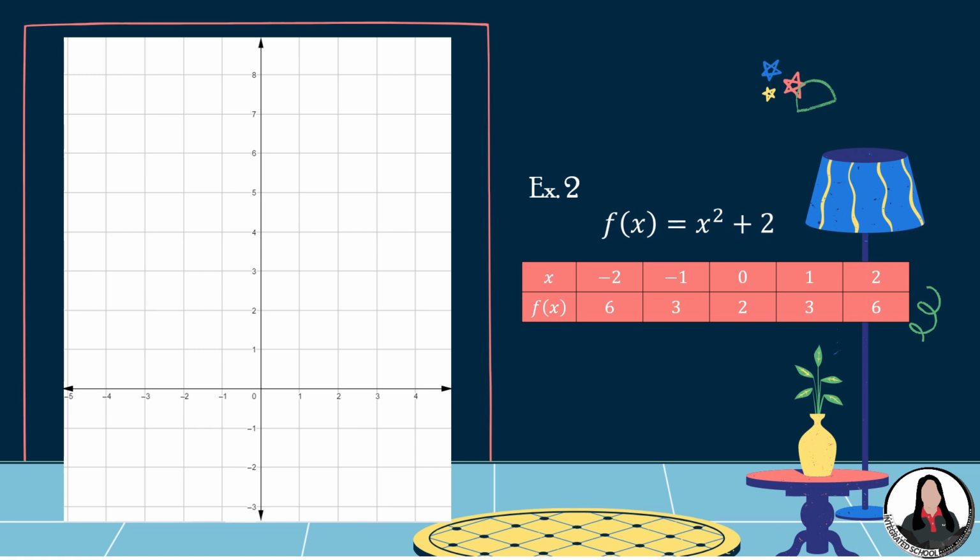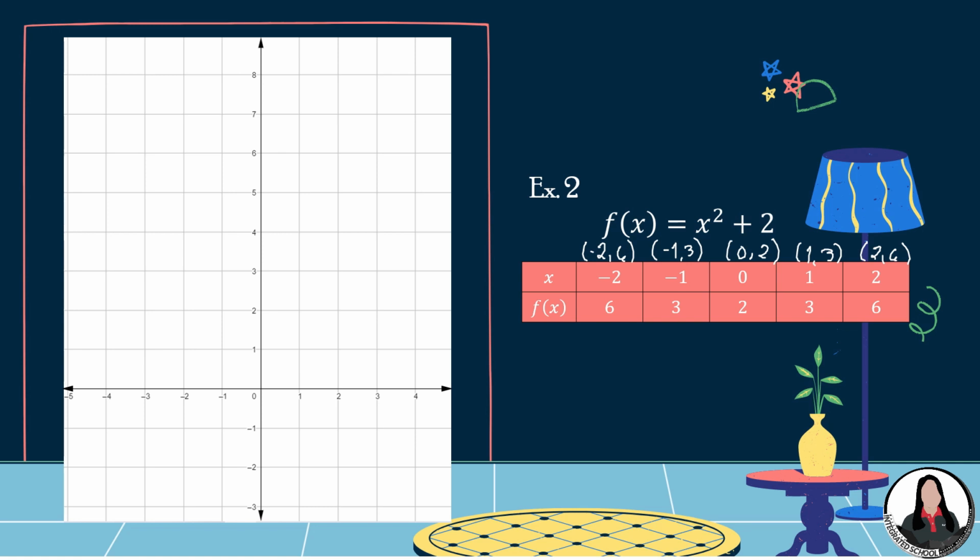For the second example, we have f of x equals x squared plus 2. And a graph or table of values rather is flashed on your screen. So we have 5 points here. We have negative 2, 6, negative 1, 3, 0, 2, 1, 3, and 2, 6. Okay? And now let us plot the points.